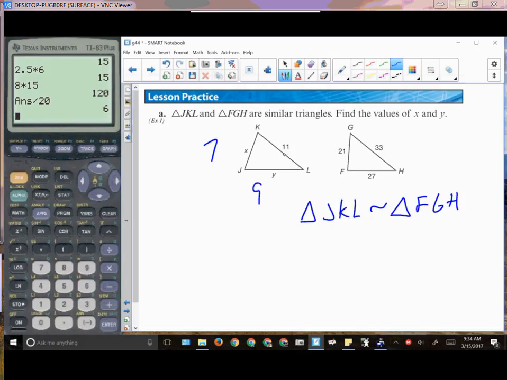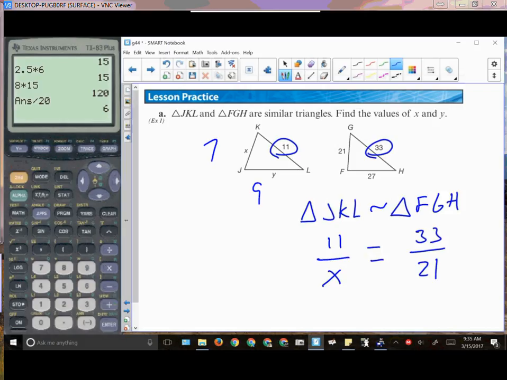Now I see that I have a number in common between there, so that means I've got 11 and I've got 33. If I want to go through and find x, well, x goes with the 11, and what goes on the same side as x? 21, correct? By the way, do I always have to make sure that I have things lined up? You know, J goes to F, K goes to G, L goes to H. It's always a good idea to double check that.